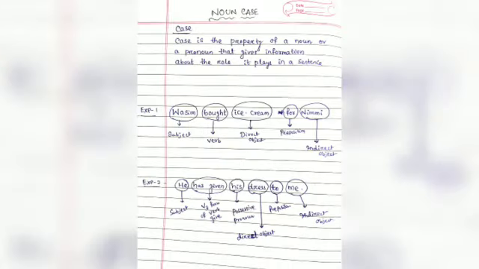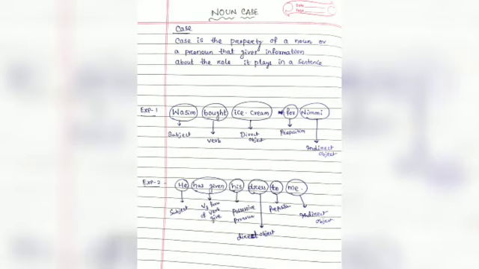And indirect object is the answer to the questions to whom, or for what. Means before this object, if any preposition like to or for is present, then we consider it as the indirect object. For example, I gave a pen to him. Here to is the preposition and after to, him is there. That's why him is the indirect object. Okay. So now we will start what is noun case.